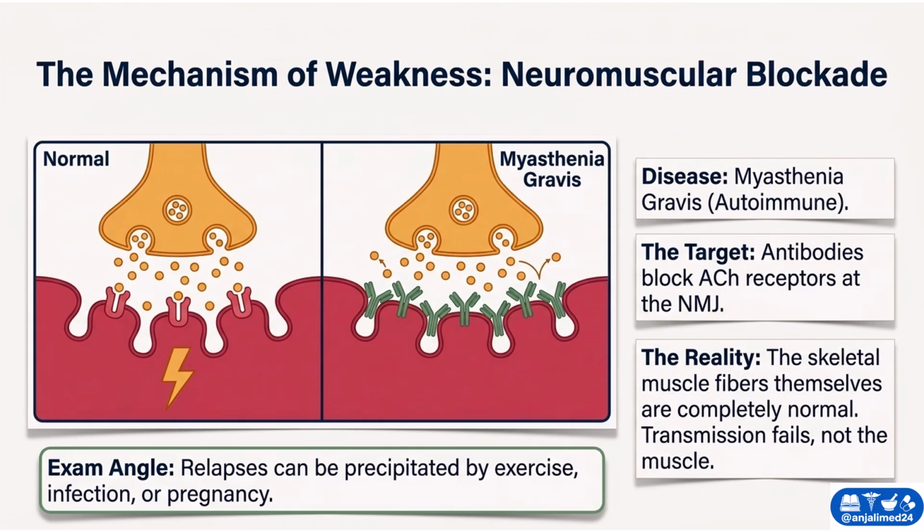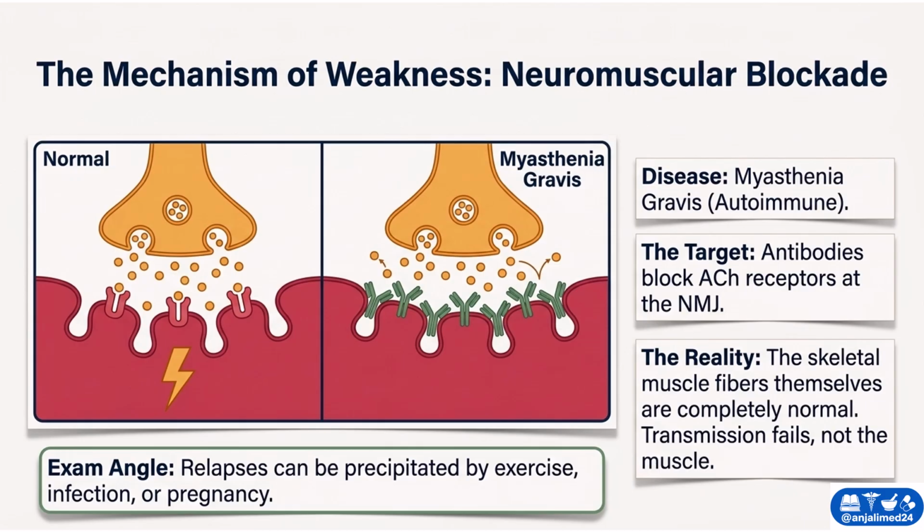This is why patients develop fatigable muscle weakness. With repeated activity, available receptors become overwhelmed and muscle strength progressively declines. After rest, acetylcholine stores recover temporarily, improving the strength. That's why the symptoms worsen during the day and improve after rest.